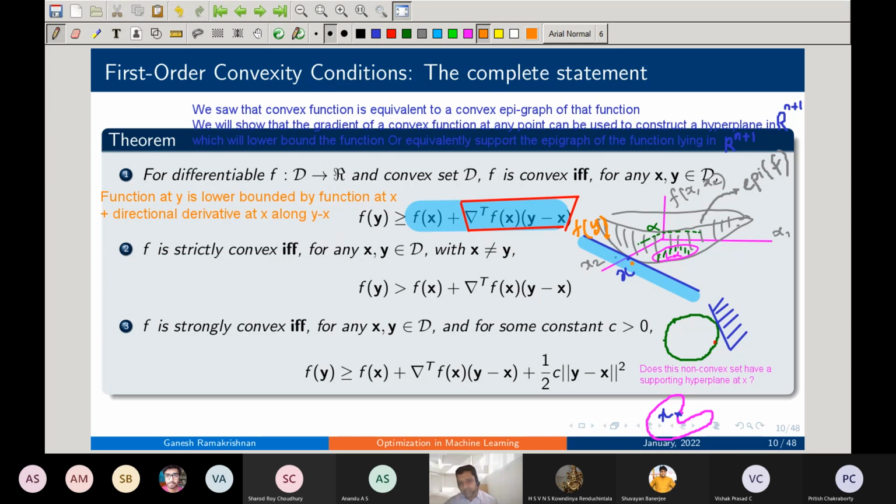So you're saying that the graph of the function at y is above the function at x plus the directional derivative. That is the lower bound, right? That's also acting as a lower bound approximation. And this is also used very often. Even for non-convex functions, this property is used. People often resort to this first order approximation. So this gives a first order approximation.